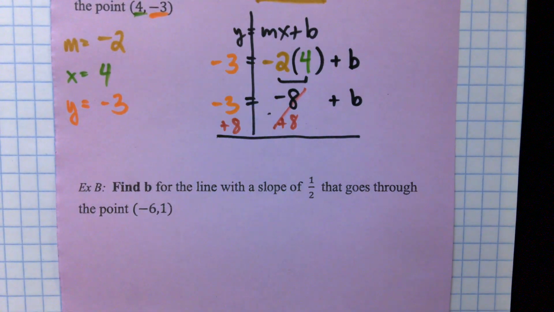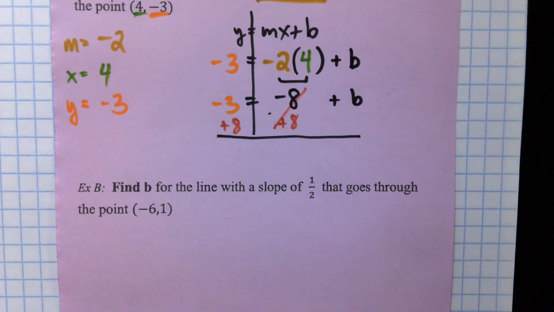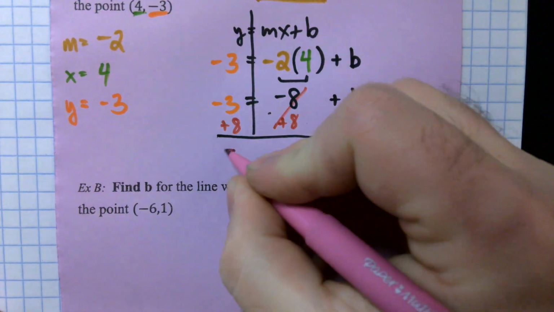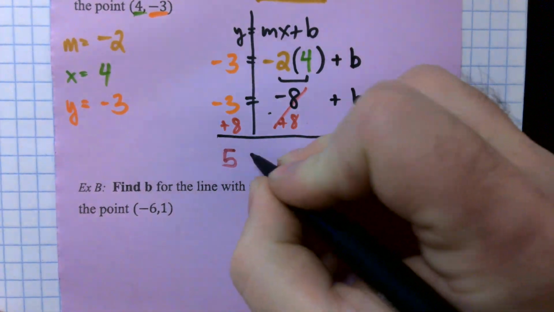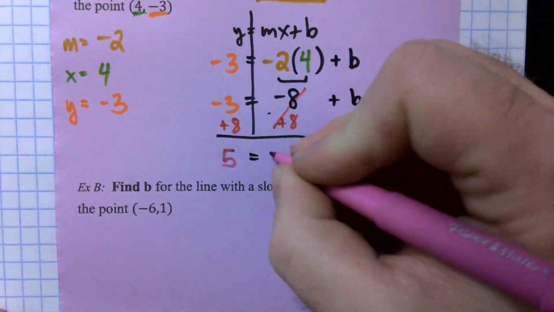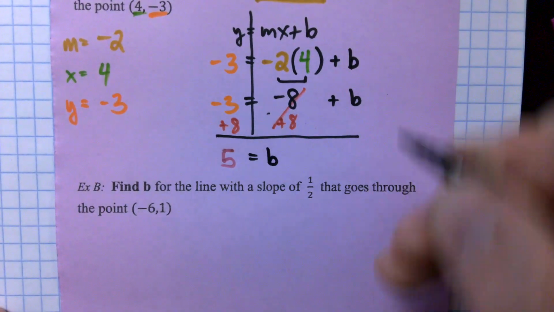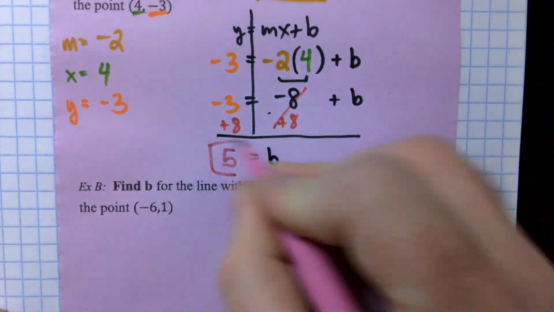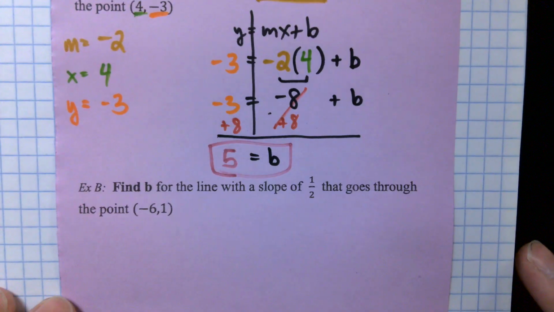Now what is negative 3 plus 8? Positive 5. 5 equals B. There's my answer.